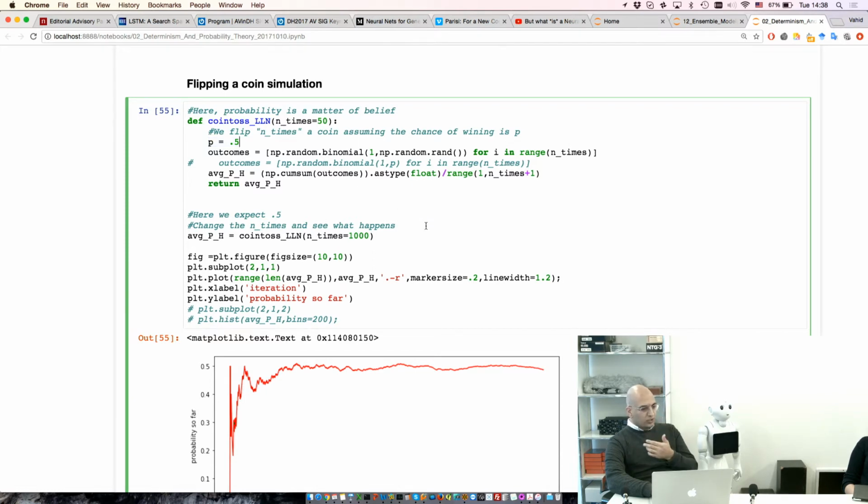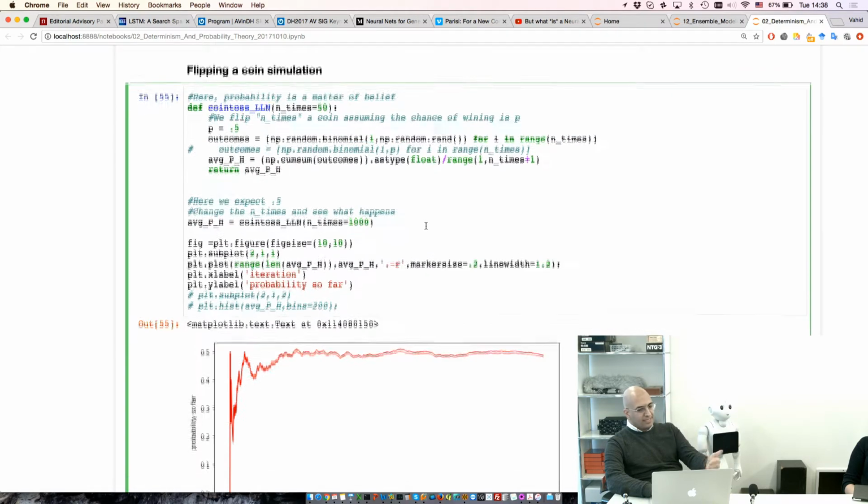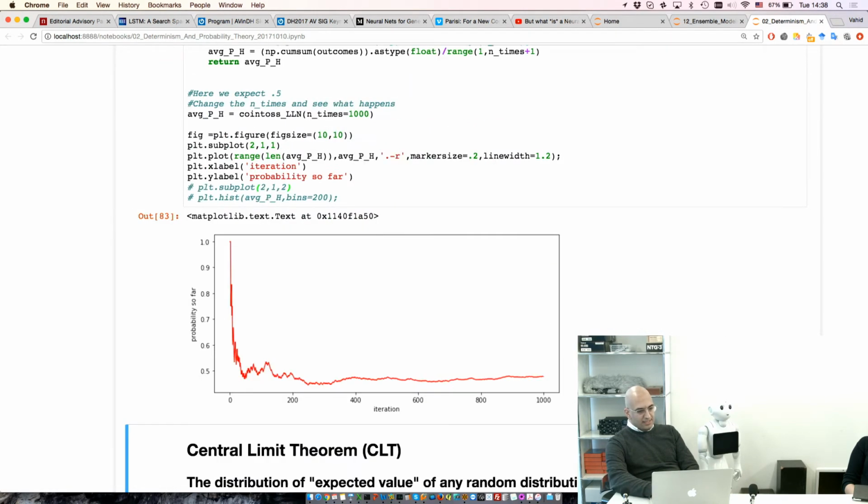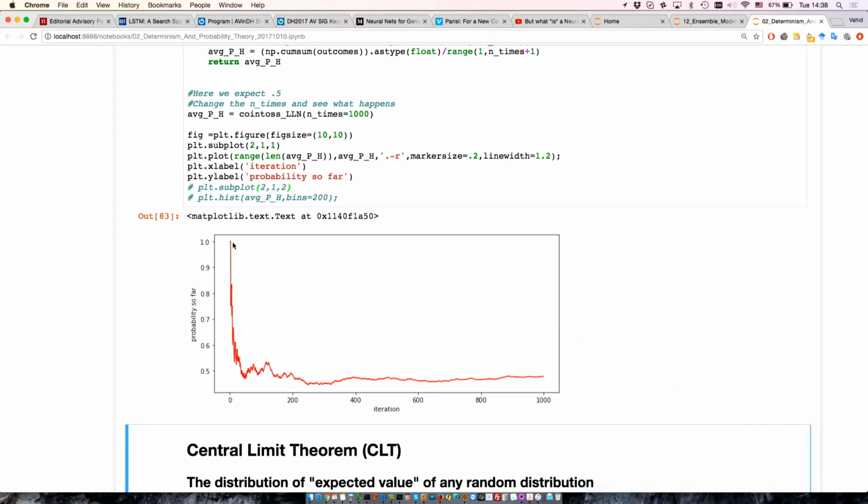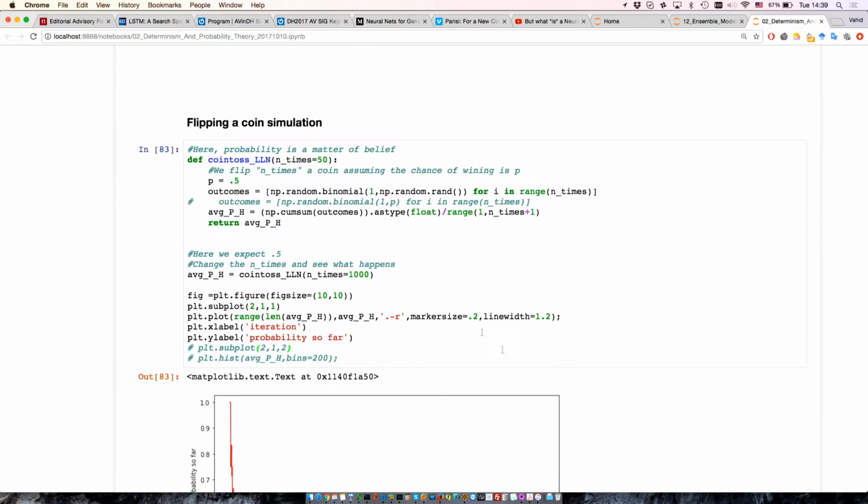And then you just want to accumulate this average. And if you visualize it, it will tell you that it starts with 1, but over time, with 1,000 samples, you see that it's almost 50%.